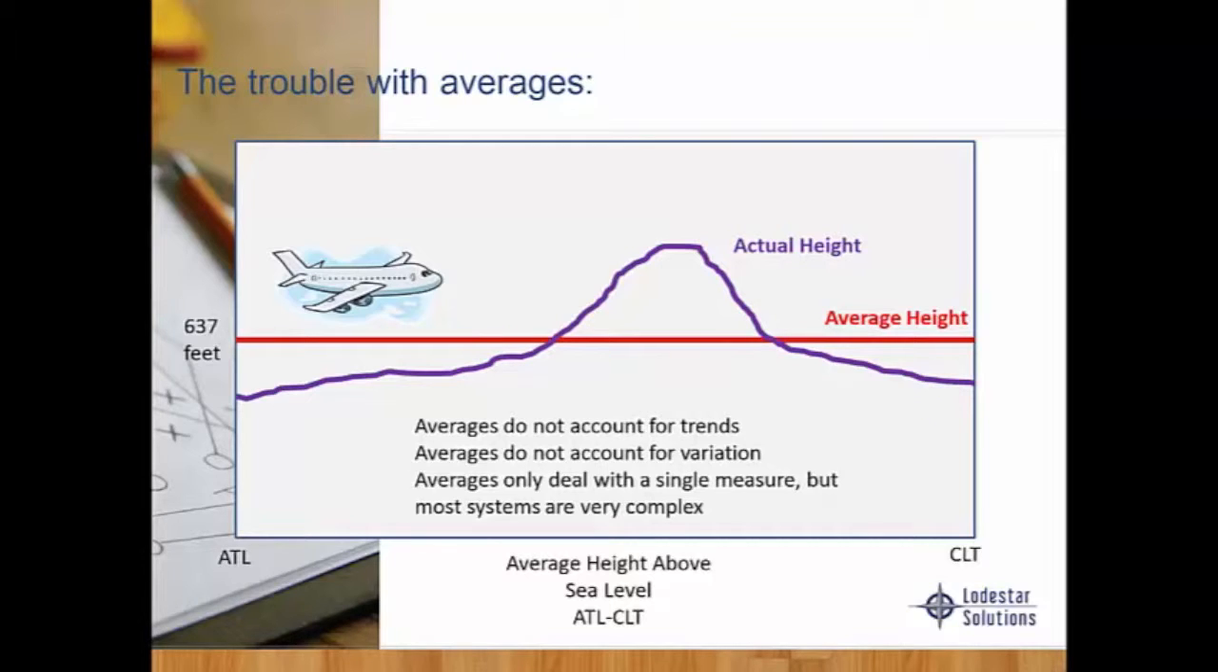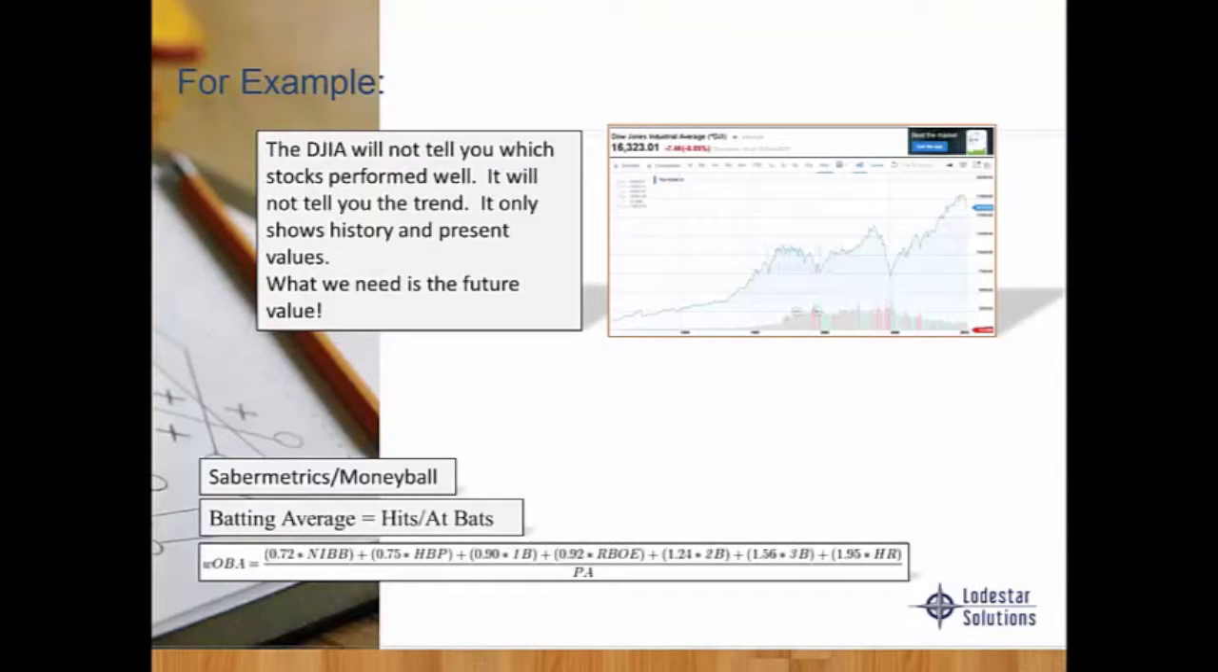Another problem with averages is they only deal with one metric. But most of the systems that we deal with have immense complexity, whether we're talking about purchasing behavior of your customers or employee behavior. These are complex systems, and so there are many inputs that should be considered, not just a single metric. So since I mentioned the Dow Jones, we've got a chart of the Dow Jones.